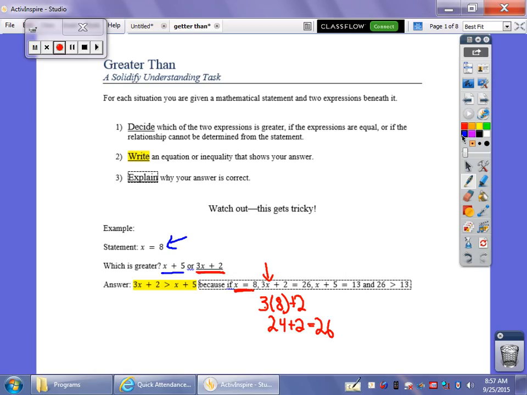And then we do it on the second one, which is x plus 5. So now we have 8 plus 5 because the value of x is 8. We know that 8 plus 5 gives us 13. So when we look at this, 26 is obviously greater than 13. So since 26 is greater than 13, that means 3x plus 2 has to be greater than x plus 5. So when we substitute our values in, we get 3x plus 2 is greater than x plus 5.